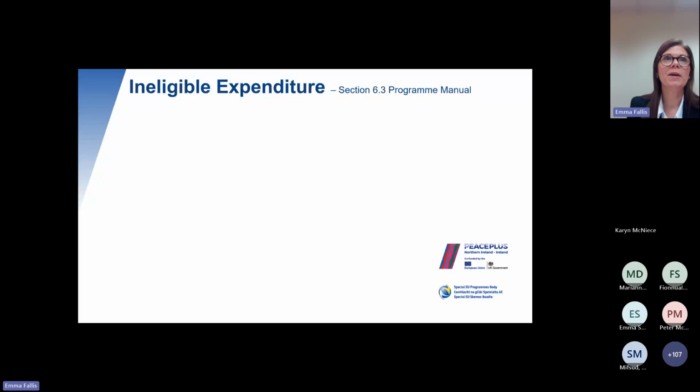As well as eligible expenditure, there's also ineligible expenditure, and details of that are included in 6.3 of the programme manual. So the first thing is costs must be declared under the correct cost category. You need to make sure that you claim it under the correct cost category when you're doing your partner reporting. If not, even though the expenditure should be eligible, it won't be considered eligible under that cost category and will ultimately be rejected.